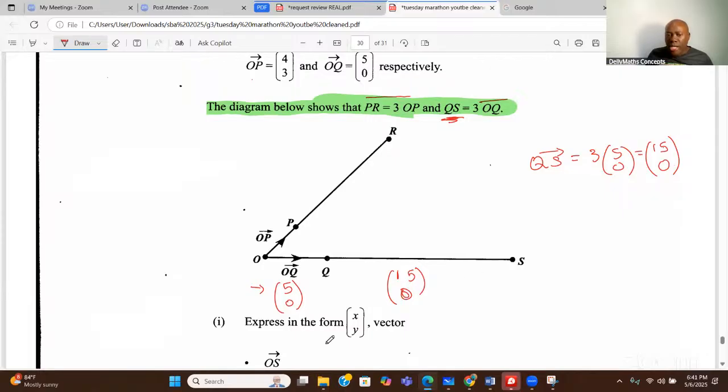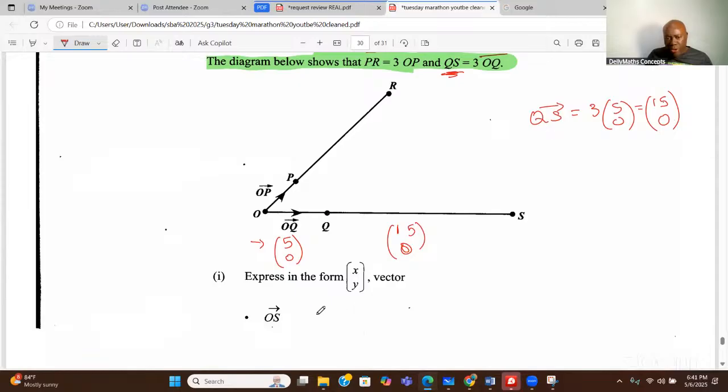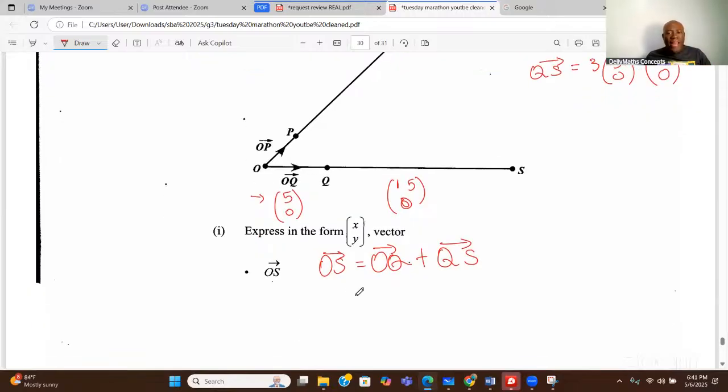So if they want OS, take a look. We're not going to rush it. OS, my bad. OS is equal to moving from O to Q plus moving from Q to S. Let's stop and look at it. We're moving from O to Q, then from Q to S. Sometimes my mouth slips up. All right, so we're moving from O to Q and then Q to S.